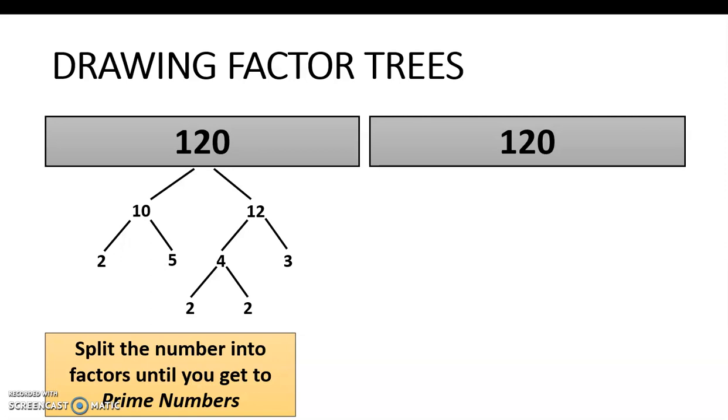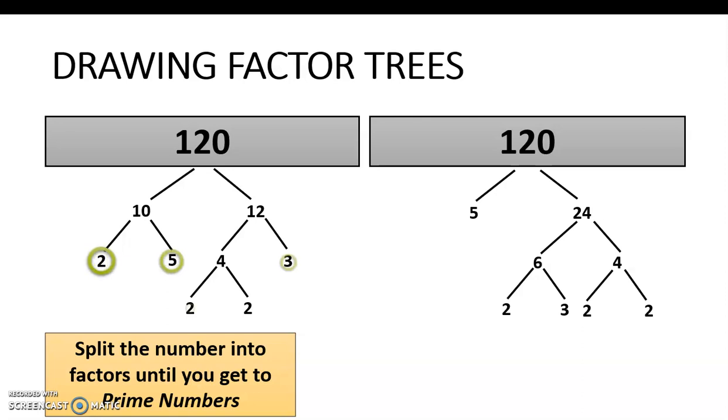Now watch what happens if I don't choose 10 and 12 and decide that I want to use something different, like maybe 5 times 24. And you will notice that the factors are the same. You'll see them here. We have 2, 5, 2, 2, 3. They're the same. You're going to get the same answer no matter which factor that you use.